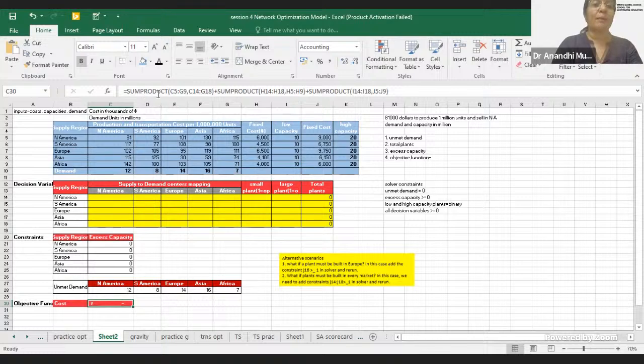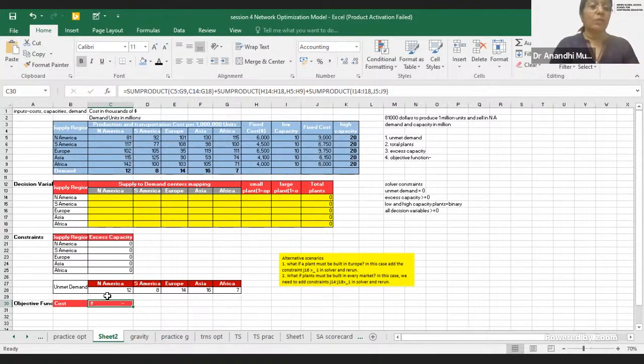That's why we have taken the sum product of C5 to G9. C5 to G9 is the cost given to produce the respective unit in the respective continent. You take C5 to G9 cost and C14 to G18, which is where you are going to allocate the plants. Sum product of C5 to G9 and C14 to G18, plus sum product of H14 to H18, your small plant, and H5 to H9, the fixed cost for small plant, plus sum product of large plant and the fixed cost for large plant.